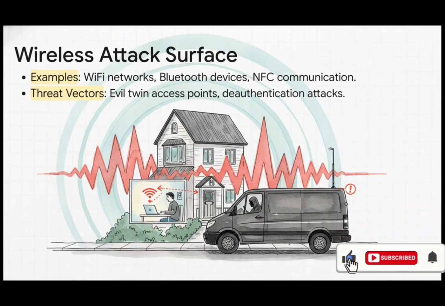Then there's the stuff you can't even see. I'm talking about your Wi-Fi network, your Bluetooth devices, all these invisible signals floating around your house. An attacker could set up what's called an evil twin access point. It's a fake Wi-Fi network that looks exactly like yours, tricking your phone or laptop into connecting to it. And once you're connected, they can see everything you're doing.